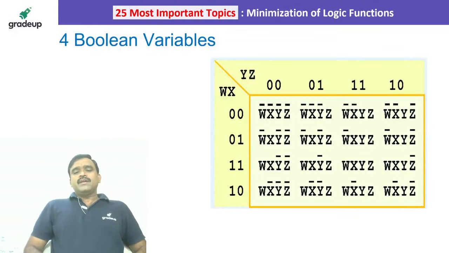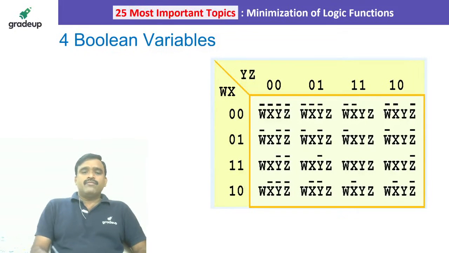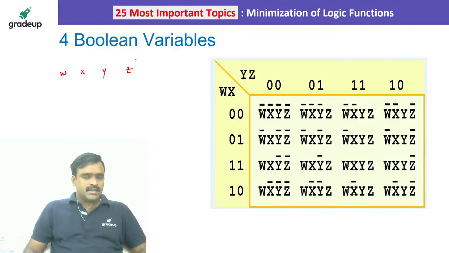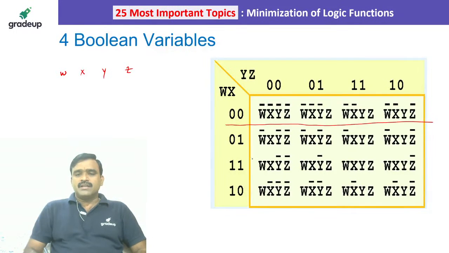Now, 4 variable KMAP. So we are having 4 variables, that is W, X, Y and Z. 4 variables are there. So these are all actually the places of minterms I have just mentioned for better understanding. And here also we have followed the gray code representation, reflected code representation.